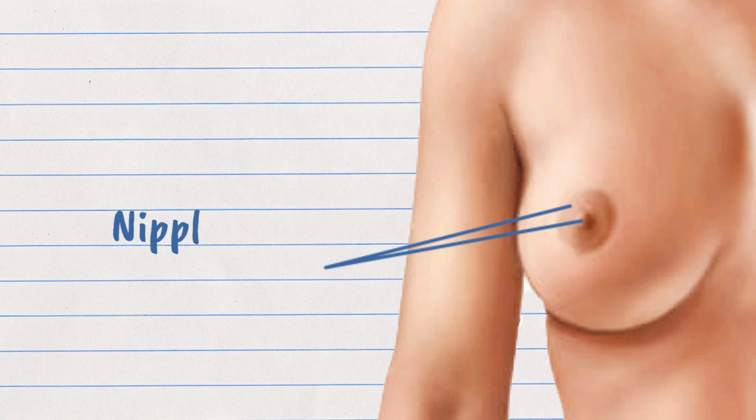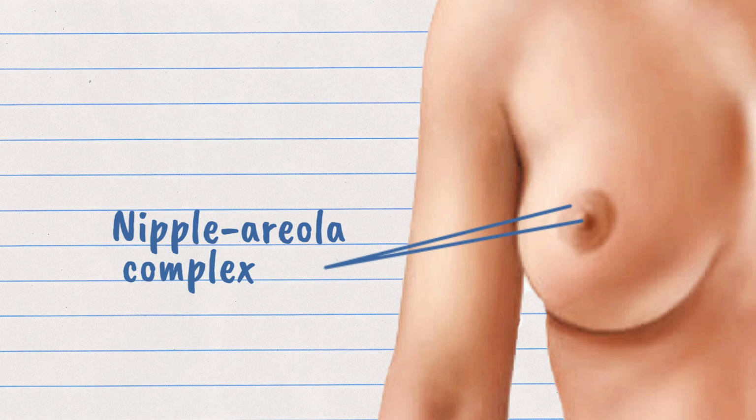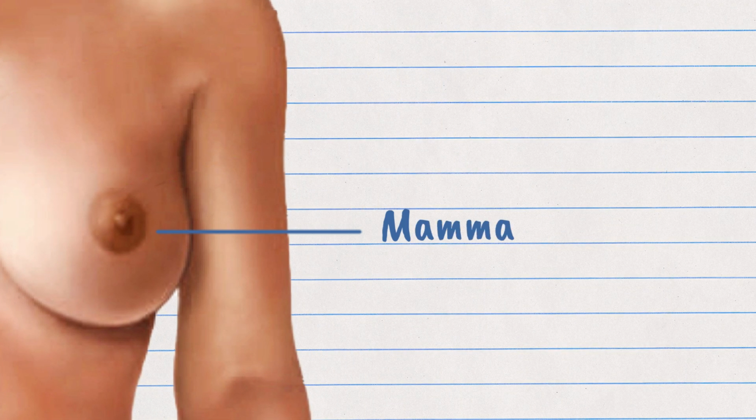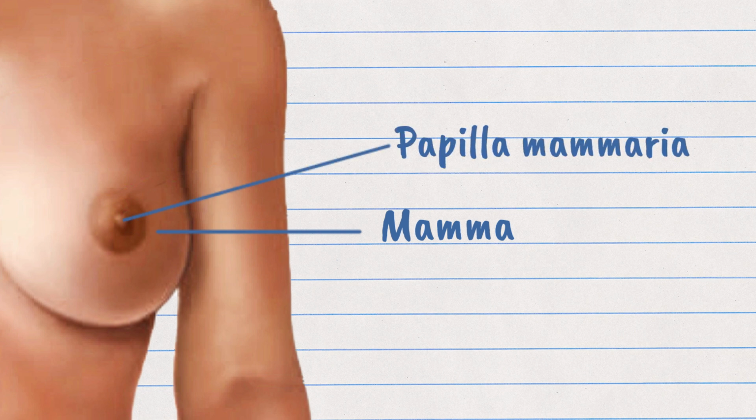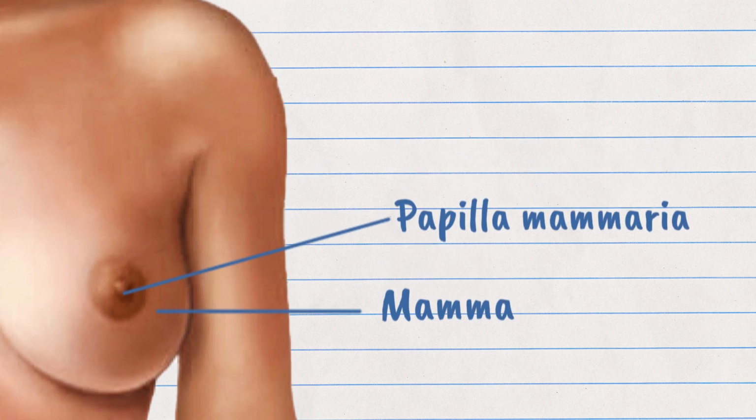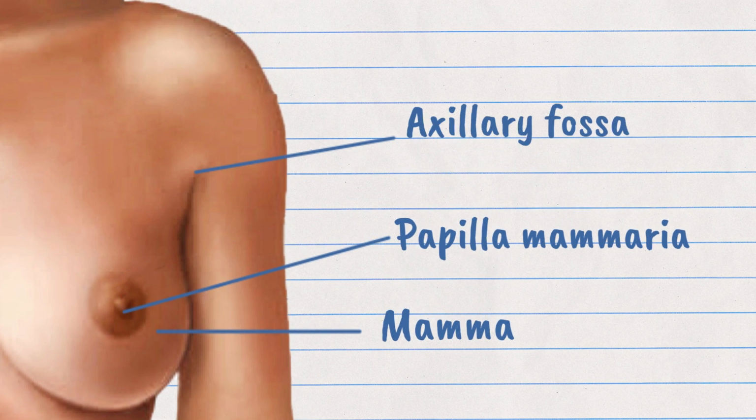4. Nipple areolar complex, comprising the areola, a pigmented region, and the centrally positioned nipple. 5. Mamma, referring to the breast tissue overlaying the rib cage. 6. Papilla mammaria, the anatomical term for the nipple. 7. Axillary fossa, the armpit region, seamlessly continuous with the thoracic area.